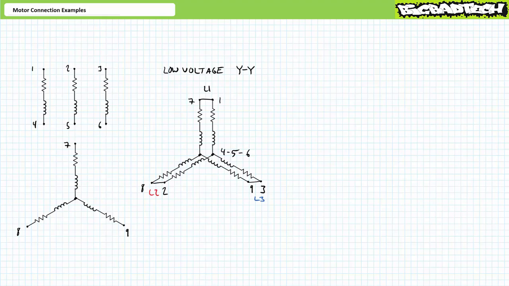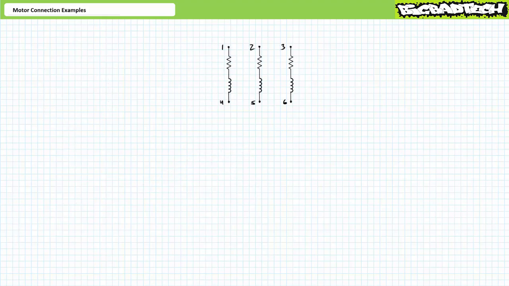Alright, that wasn't too hard, was it? In summary, follow the motor connection diagram exactly as directed. If you want confirmation of your work, use an ohmmeter to check it. Alright, since that demonstration was pretty quick, let's try another example. This time, let's take a look at a 6-lead motor.